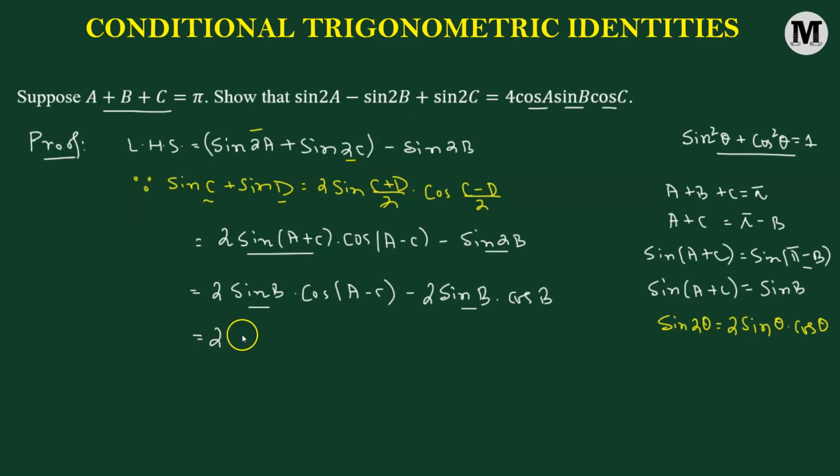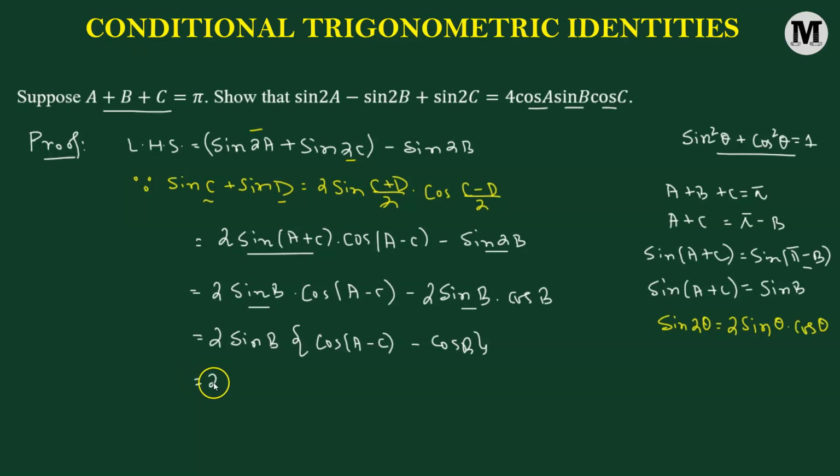That is going to give us 2 times sine of the angle B multiplied by cosine of the angle A minus C minus cosine of the angle B. Now the advantage of expanding sine of 2B led us to take 2 sine B as the common factor, and here we can say that there is a factor sine B on the right hand side. So this is going to help us.